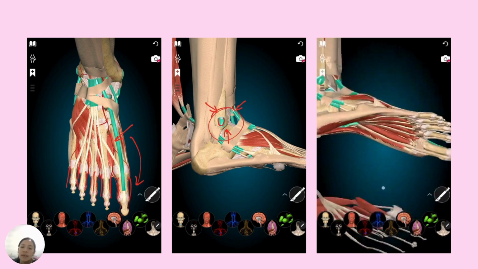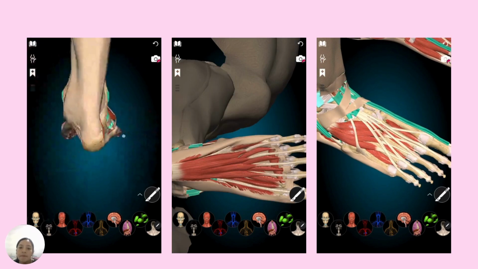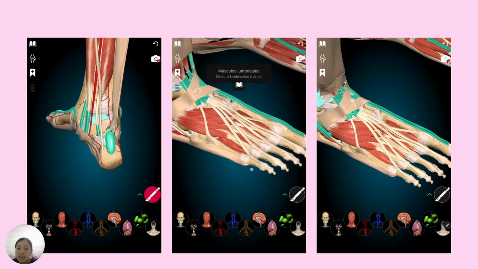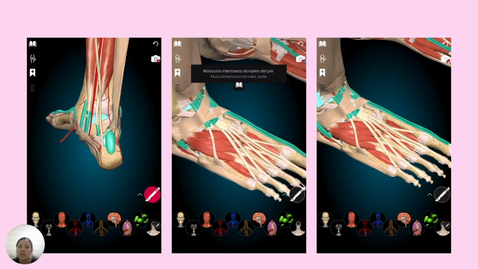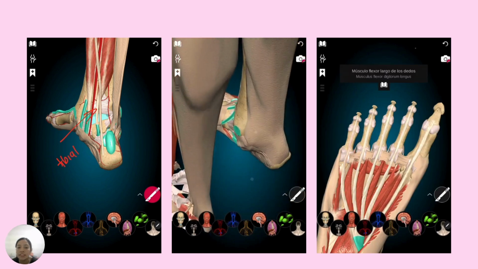Also, it is important to mention in this part the sural nerve, the saphenous nerve, and also the calcaneal branches that allow the different sensations on the lateral foot, the medial ankle, and also the tibial nerve.